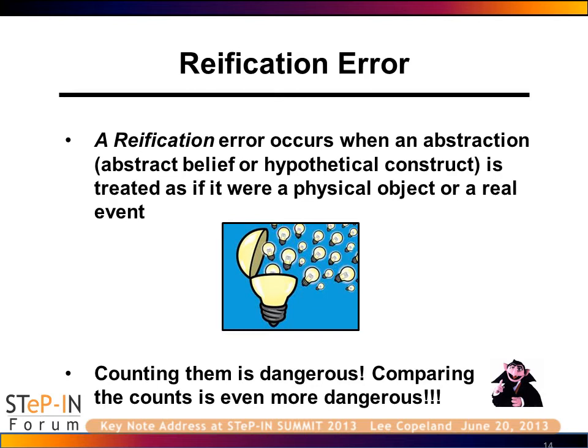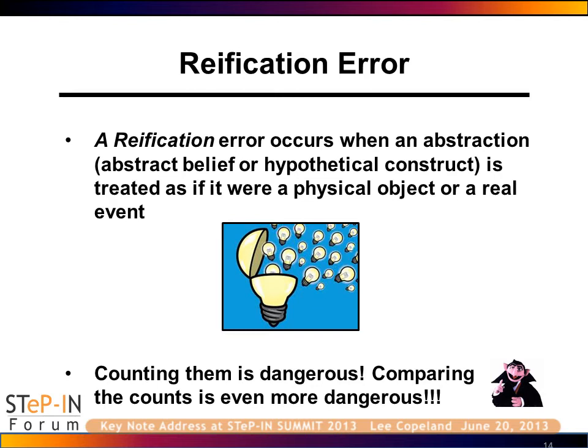Okay? You can count chairs. Right? This is not an abstract idea. We could go around this room and count chairs, and we could be pretty accurate about that. Or we could count people in the room. Okay? We could count light bulbs. We could count all kinds of things. But counting ideas is very dangerous.